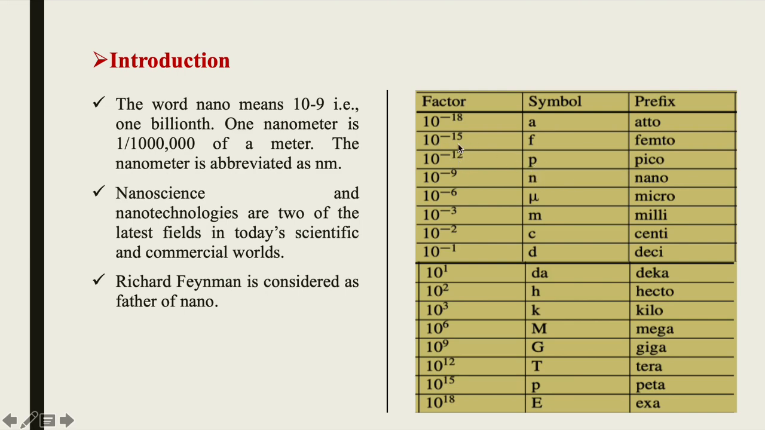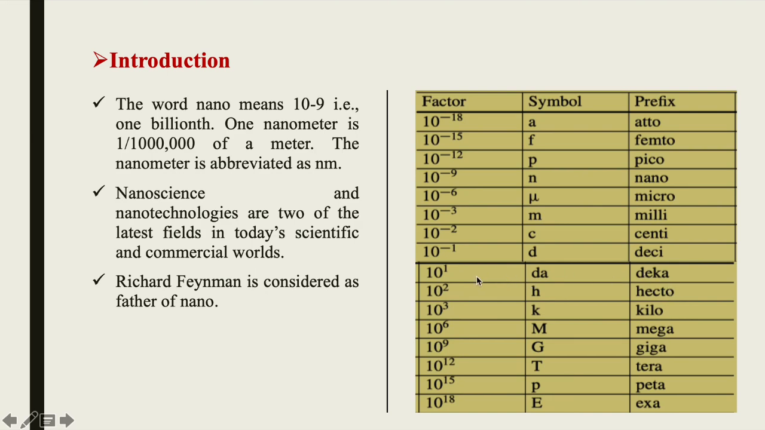If your length is 10 to the power minus 15, we call it femto. And if your length is 10 to the power minus 18, we call it atto. So this is the smallest of all units in terms of meter, second or anything. As you go up to a higher scale, the respective symbols and prefixes are given below.